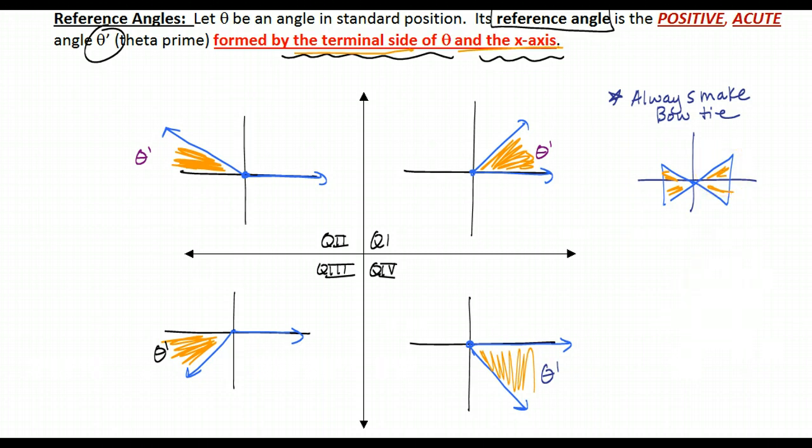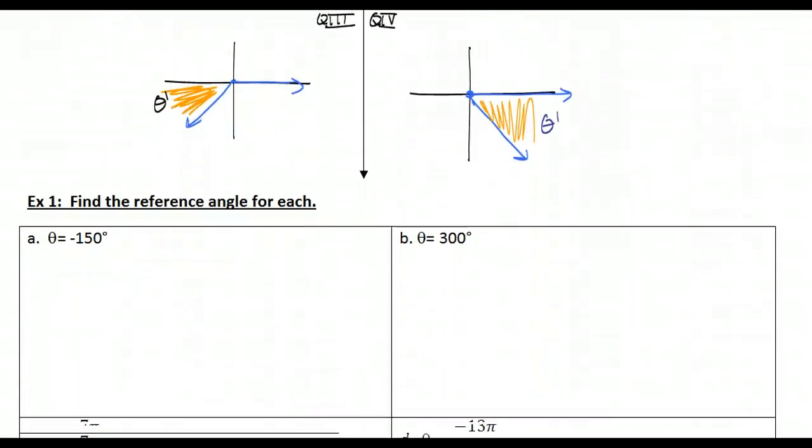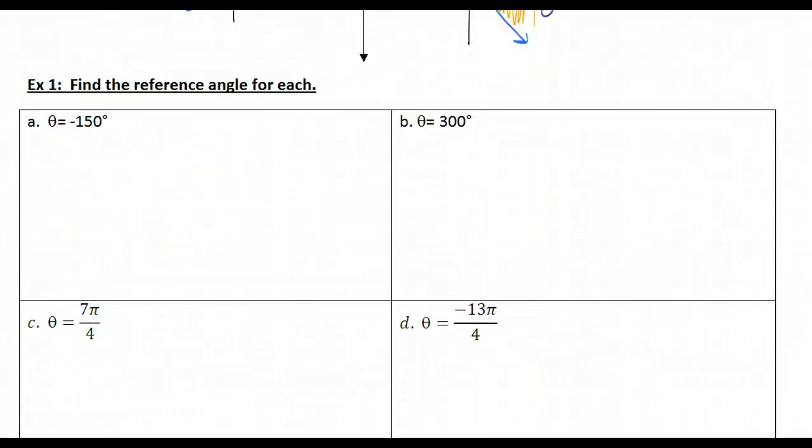Now, how do I find a reference angle is the next question. It's best if I do an example or two and then we'll come back and try to make a formula for it. But here's what's going to happen. Look at example 1. To find a reference angle, first you're going to graph the original angle, going back to our skills we learned in section 13.2.